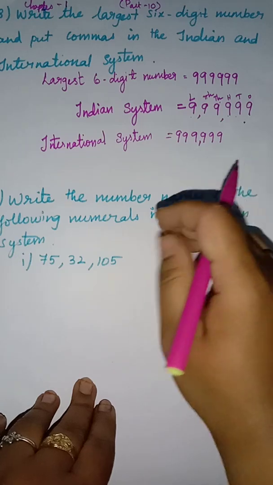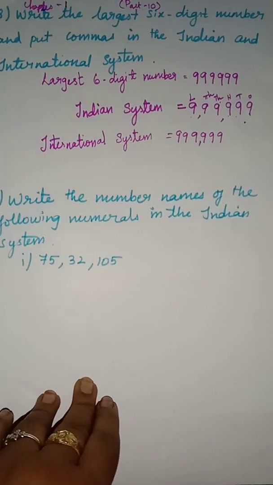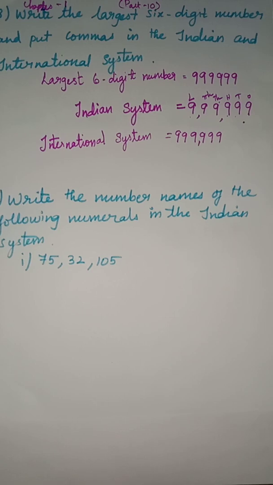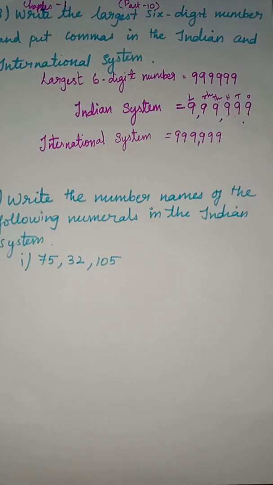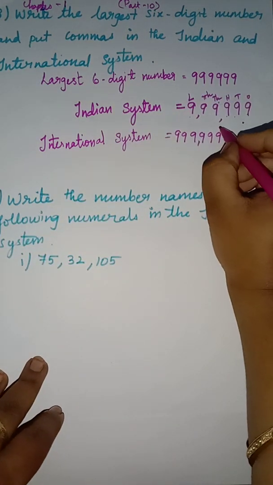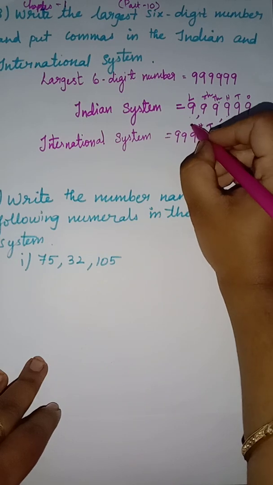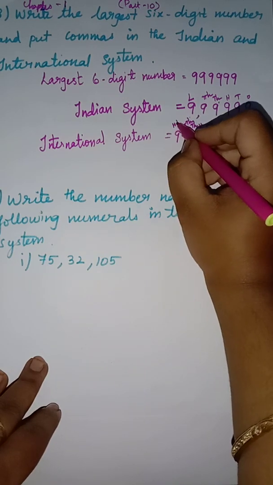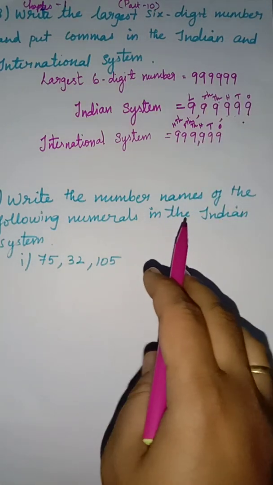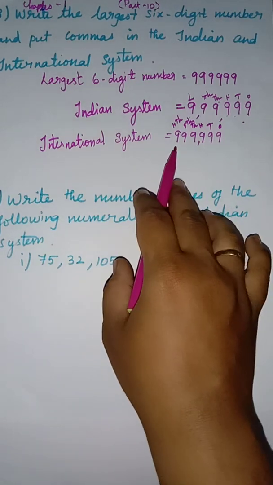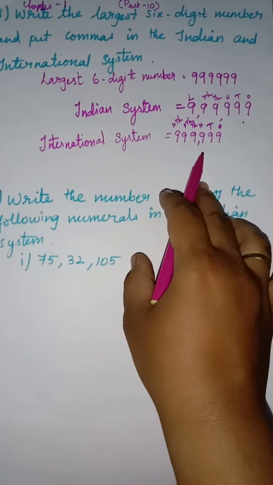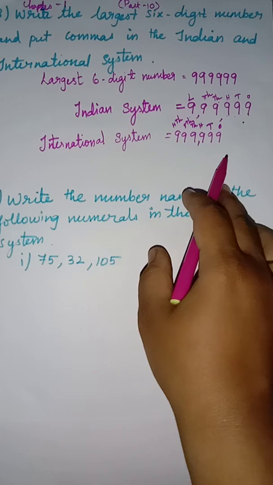After putting commas, we write the place value using the international system: ones, tens, hundreds, thousand, 10,000, 100,000. Now spell the number name: 999,999. Once again, 999,999. Clear? Can you understand?